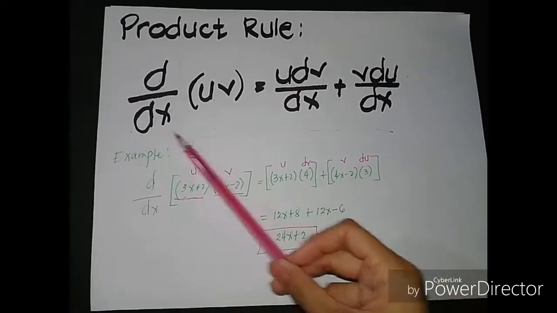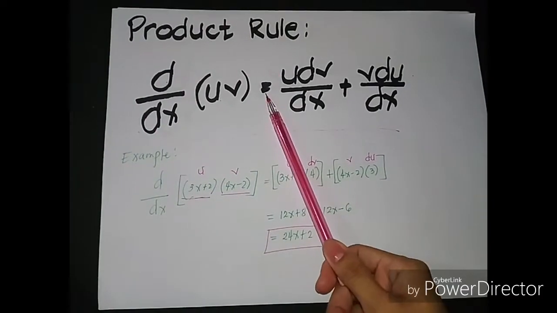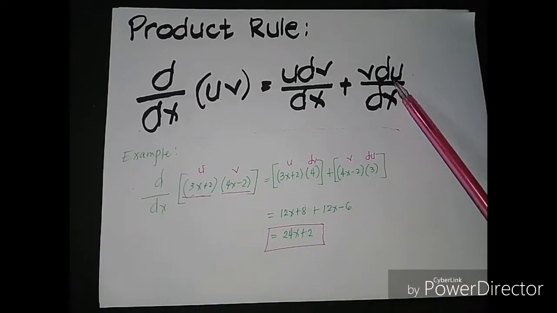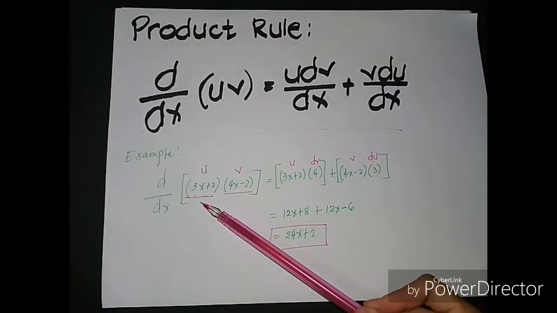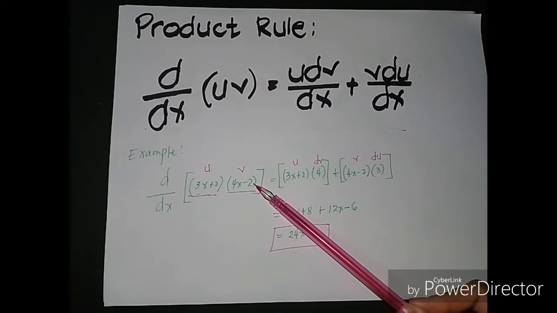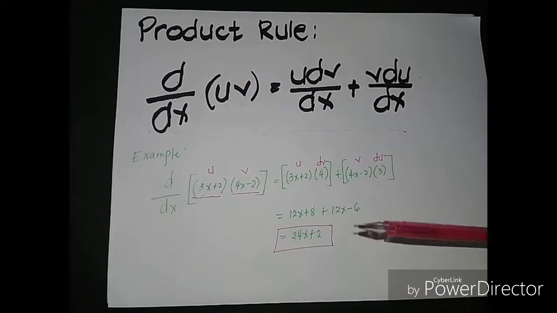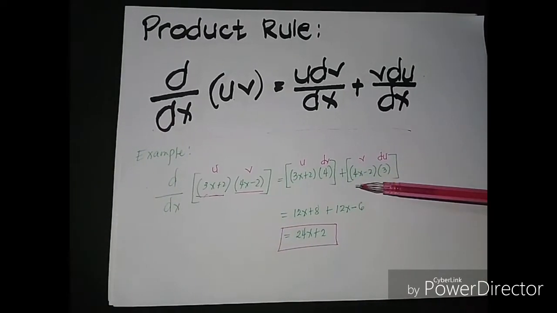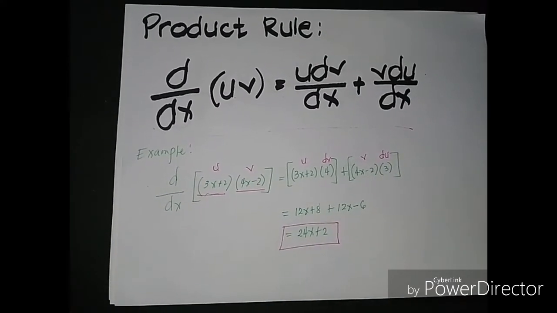For the product rule, we have this formula: derivative of uv over derivative of x is equal to u times derivative of v over derivative of x plus v times derivative of u over derivative of x. We have here an example. Derivative of the function 3x plus 2 for the value of u times the quantity of 4x minus 2 for the value of v over derivative of x. Let us now do the substitution. 3x plus 2 for u and 4 for derivative of v. We have 4x minus 2 for v and 3 for derivative of u. And perform the operation.